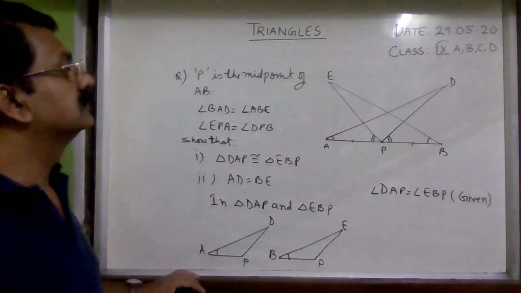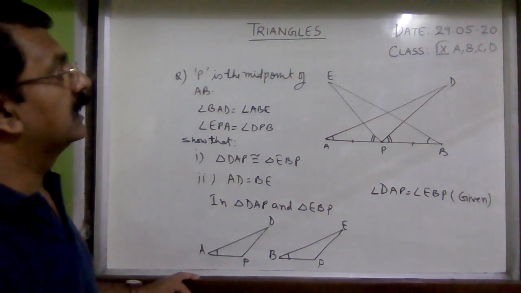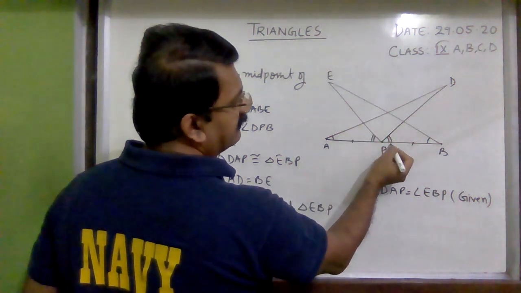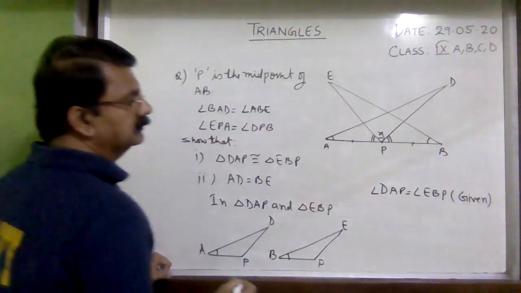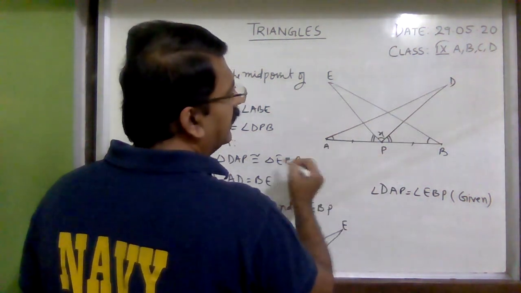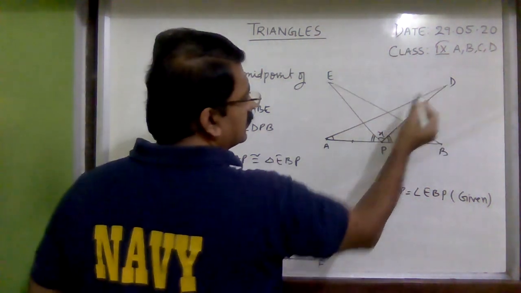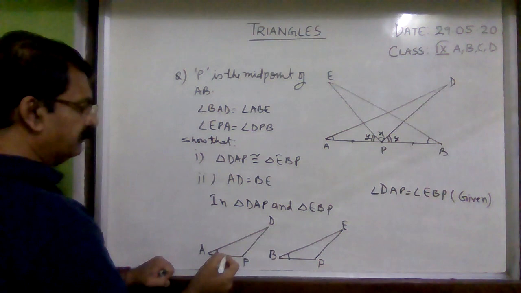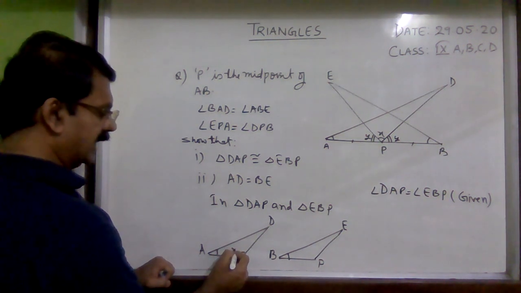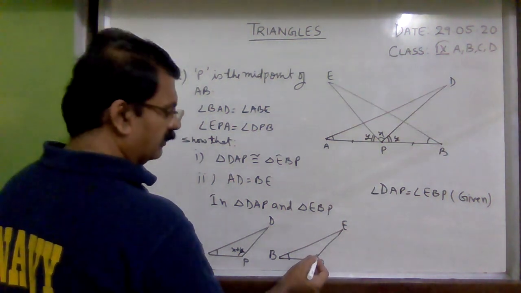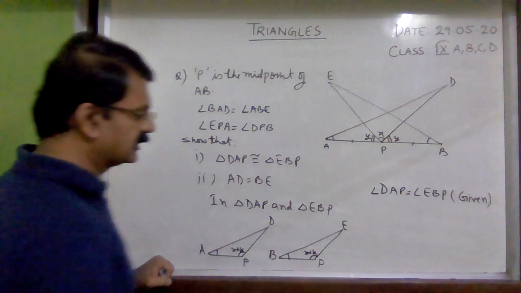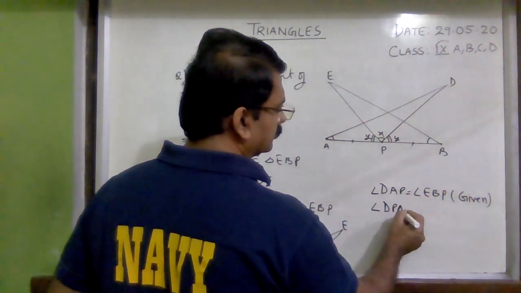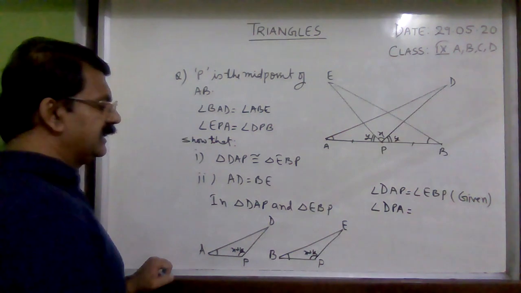Okay. Now you see, these two parts are given equal. Now suppose this angle is X. So you can see that DPA angle and EPB angle are also equal. Because if this is Y and this is Y, DPA will be X plus Y and EPB is also X plus Y. So you can see that these two angles are also equal. So you write angle DPA is equal to angle EPB.